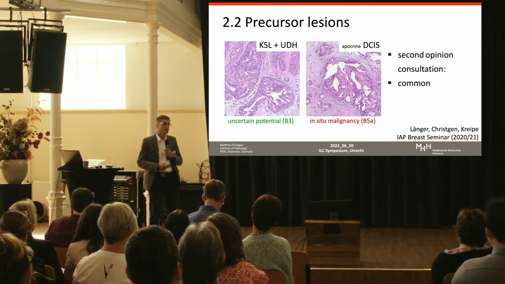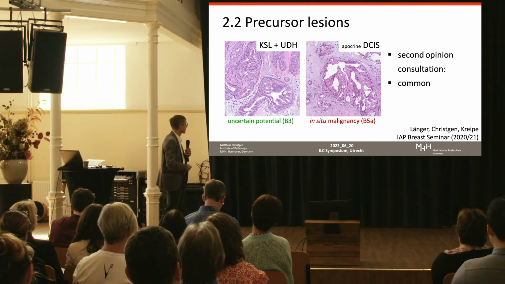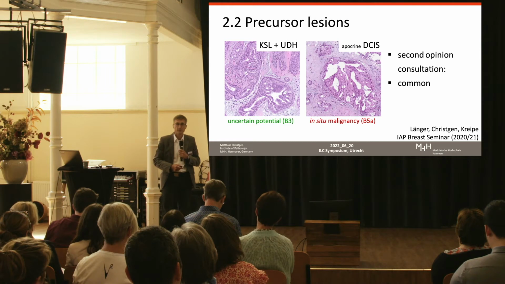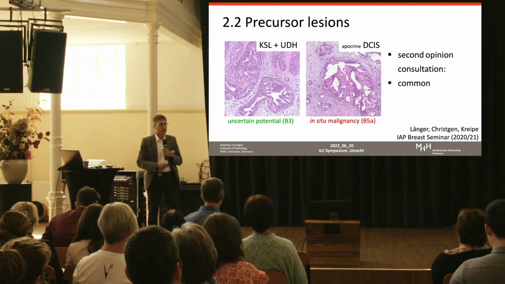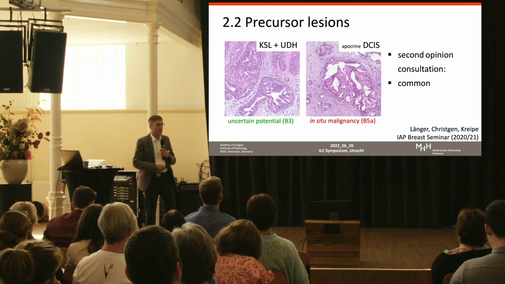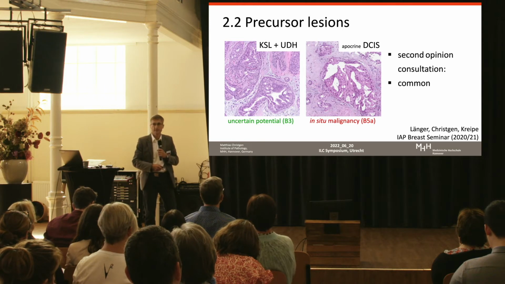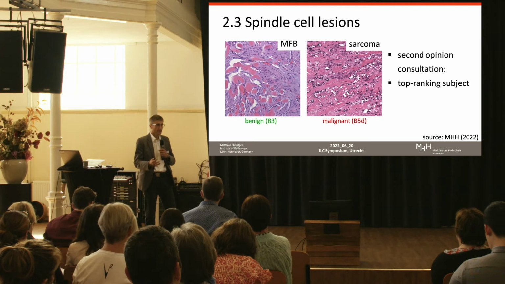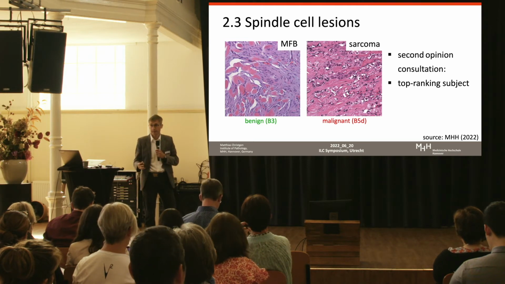Importantly, however, the spectrum of tumors in diagnostic breast pathology also includes mesenchymal tumors, or spindle cell lesions as the pathologists call them. And the differential diagnosis in spindle cell lesions can be very difficult. This is because these tumors are rare. There are many different entities.